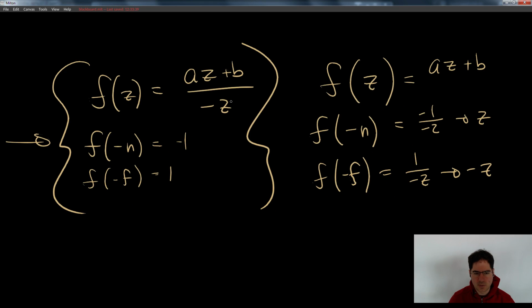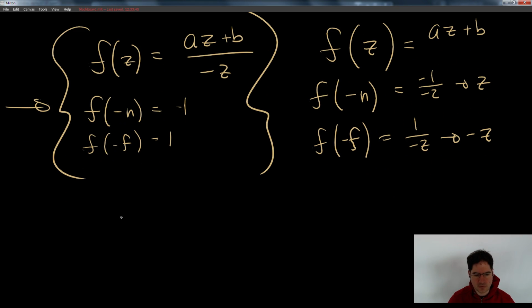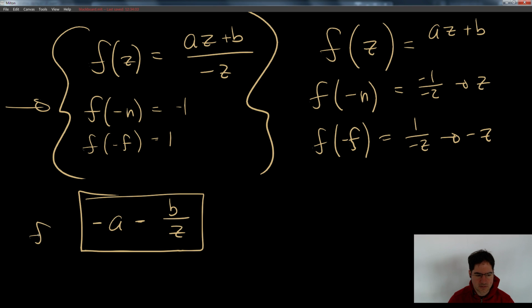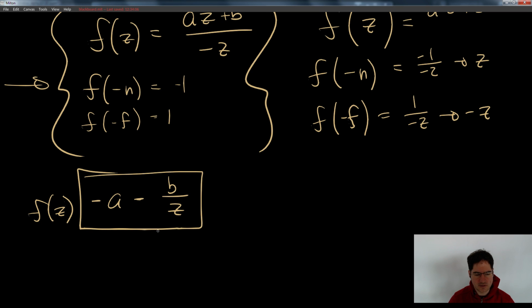But that's really all it is in this case. When we divide this guy by z, I guess you could also look at what this ends up being, right? In this case, we just end up with z over negative z. So this is really just negative a, right? Because that divides out. And it's negative b over z. So you could just divide by z first, and you end up with this as your actual equation that you're trying to solve.